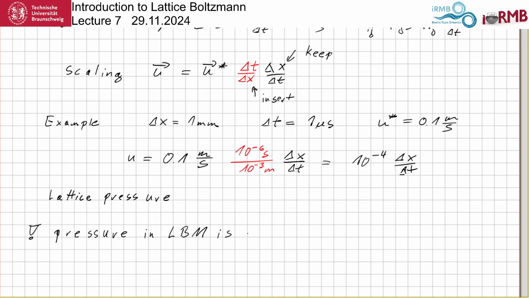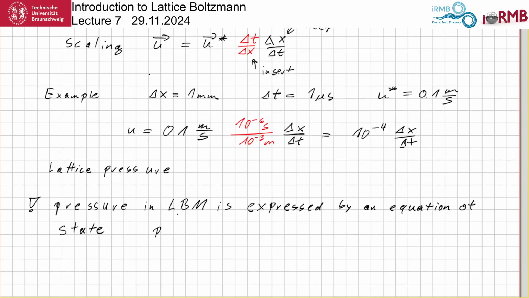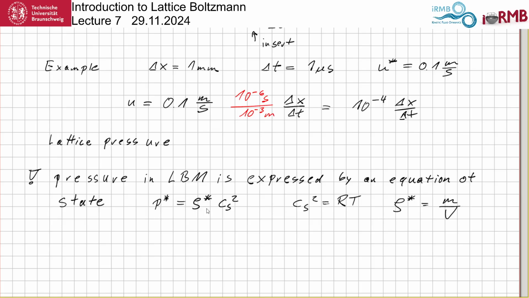Pressure in LB is expressed by an equation of state. So there's the ideal gas law, basically P. Physical P is related to the physical rho times the speed of sound square. Yeah, this is because the speed of sound square is the gas constant times the temperature, and rho is the mass of the particles by the volume, or the mass by the volume. Yeah, so, this comes a little bit from kinetic theory.